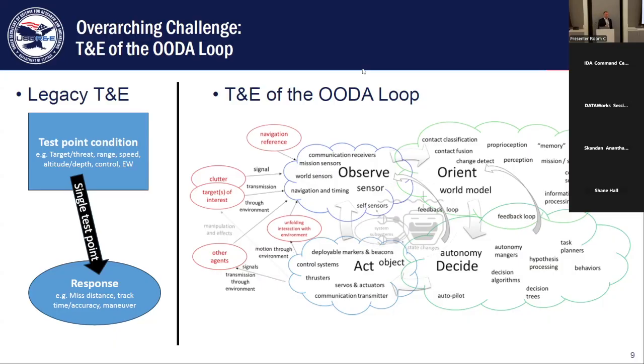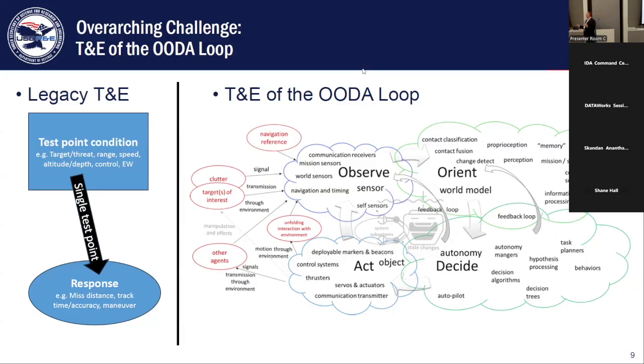So in legacy systems, you've got, traditionally, I've got some requirement I got to verify. I have some test point condition, which might have what is the target or what's the threat, what kind of range is it at, and speed and altitude or depth, and what kind of control is it using, and maybe there's some electronic warfare, jamming or whatever in your test point condition. But you've got, here are the conditions for this test point, right? And you run the test point, and there's a single test point, you get some kind of response, and the response is going to be a missed distance or track time or some maneuver that comes out of it. And you have a matrix of these test points, and you go through them, and you're done, right?